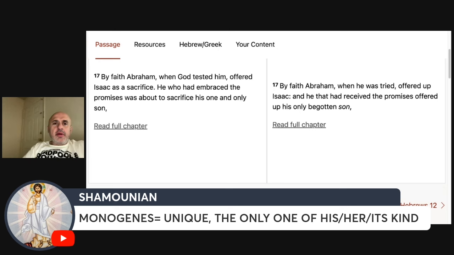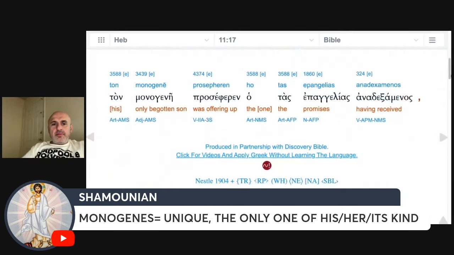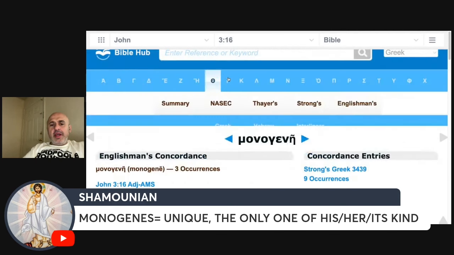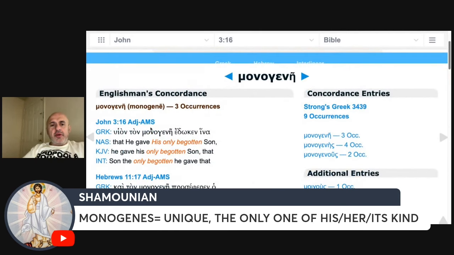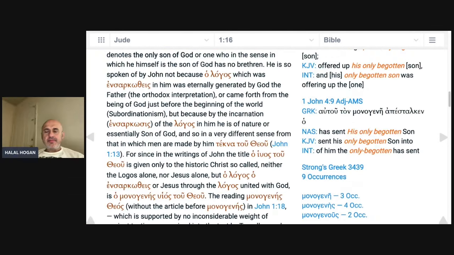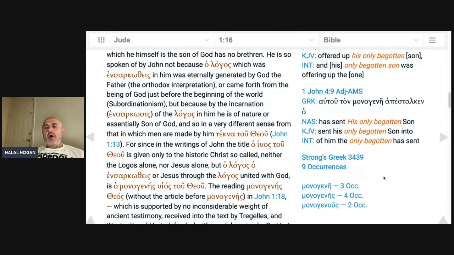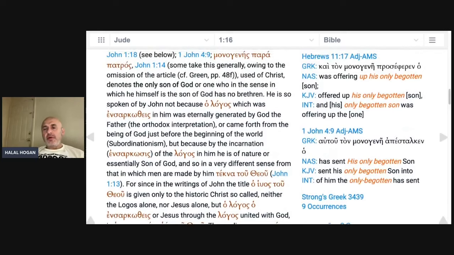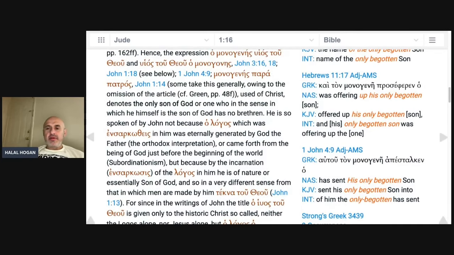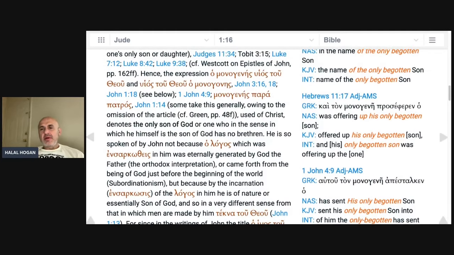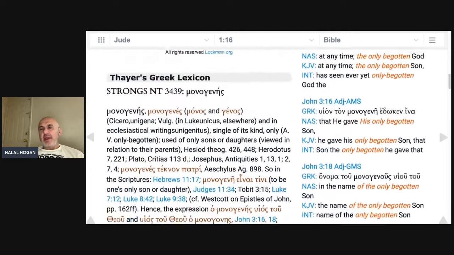So let's see the Greek. Here it is. Monogenes. Where is it used? Here it's used of Jesus. John 3:16, for God so loved the world that he gave his monogenes, and it's used of Isaac here, right? Now, did everyone see a pattern here? Notice that the word monogenes only refers to a child. It never refers to a parent or a sibling. Right there, it should give it away.